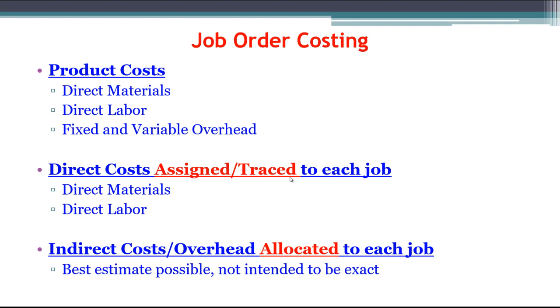The idea here is that it's a precise amount. We know how much. We can easily measure it and prove it. It's not an estimate. It's not an allocation per se.